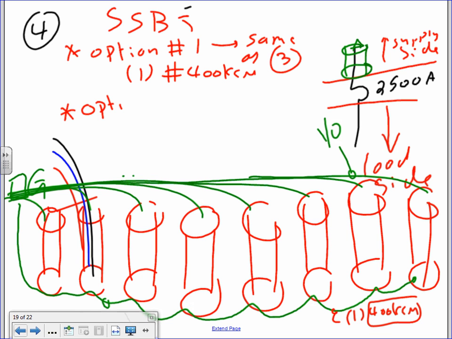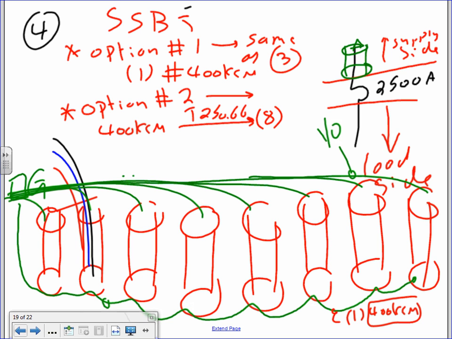Now, option number two, and it's up to you. The way you do option number two is you size them based on the conductor in each conduit. So each conduit was carrying 400. So you go 400 kcm, that's the size of the phase. Take this one to table 250.66, and it will give you 1, 2, 3, 4, 5, 6, 7, 8 conductors that you need. Each one of them is number 1 AWG.